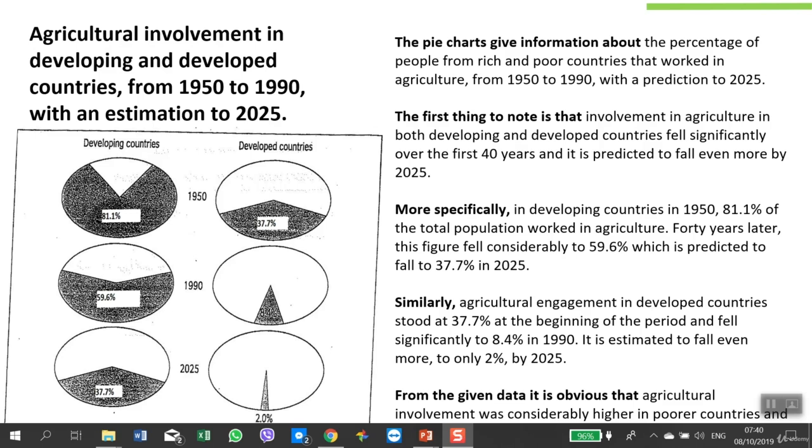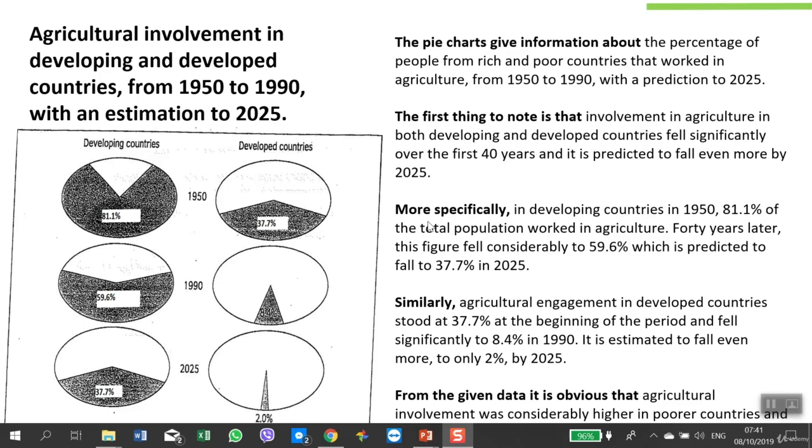Now for the main body. Look how we have separated all the information into separate graphs. So this is what you must do to arrange your information logically, to structure your response so that it's easy to read with appropriate linking words. This one begins more specifically.